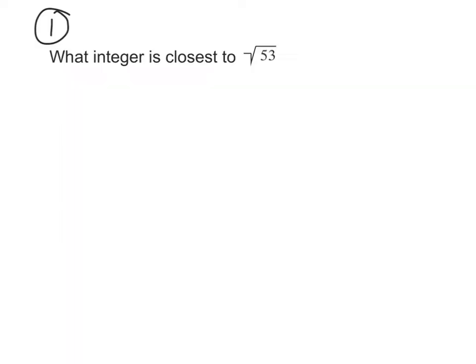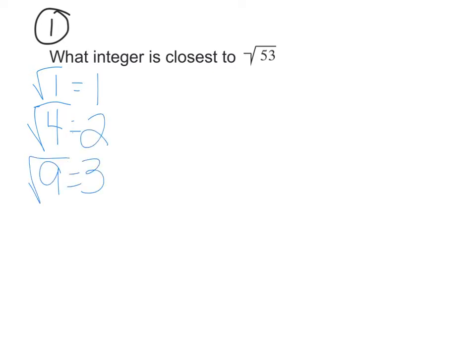All right, what integer is closest to square root of 53? We're not going to get a calculator for this. What you need to do is figure out what we call perfect squares. Perfect squares are like 1, 4, because if I take the square root of 1, I get 1. If I take the square root of 4, I get 2. And then 9, square root of 9 is 3.